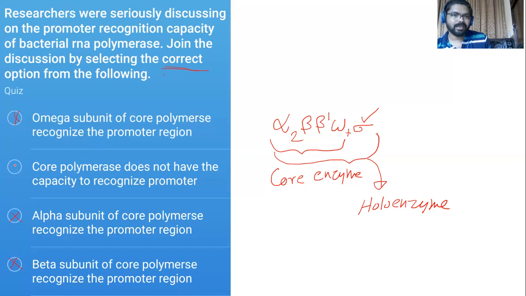So the correct answer here is core polymerase does not have the capacity to recognize promoter. Then what has the capacity? The holo enzyme, in which the core enzyme, when associated with the sigma factor, becomes holo enzyme, and this holo enzyme has the capacity to recognize the promoter. Hope you have understood. Thank you for joining.